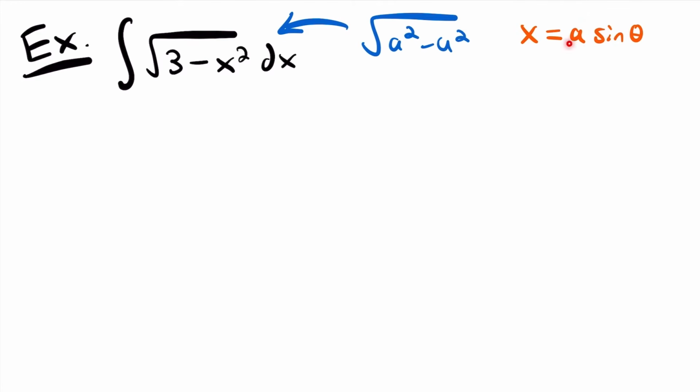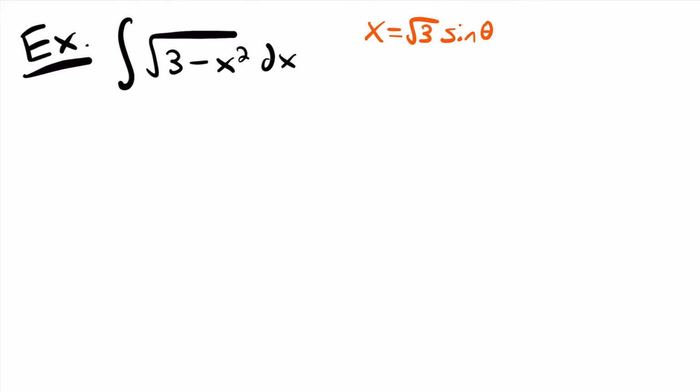Now, what is a in this case? Well, a squared corresponds to 3, and 3 is the same as the square root of 3 squared, right? If you square the square root of 3, you just get 3. And so a will be the square root of 3 in this case. All right, so what we'll have is that x is equal to the square root of 3 times sine theta. All right, and so if we use that, we can replace x in our integral with that expression.